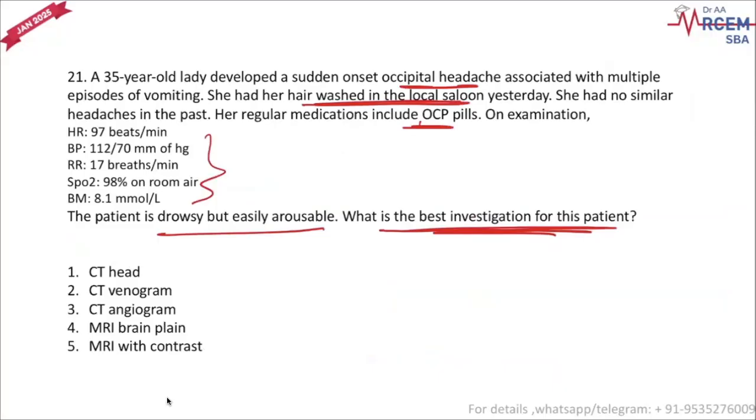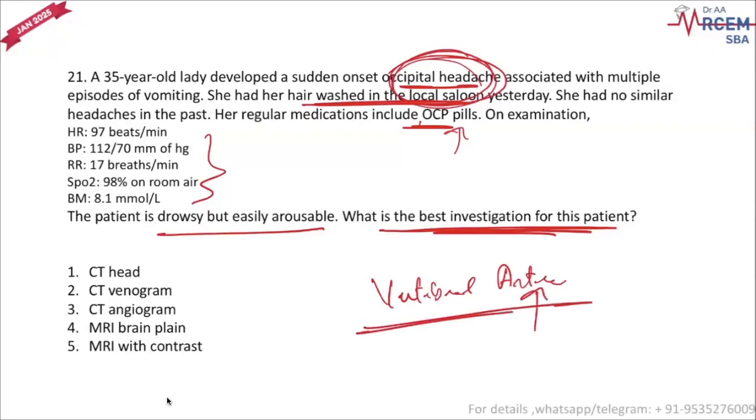So what are we suspecting first? We need to know, then we can decide the best investigation for this patient. We are suspecting a vertebral artery dissection here because of the saloon visit. It doesn't matter that OCP is given. For vertebral artery dissection, you need to see the vessels by getting an angiography done. So CT angiography is the right answer here. A dissection cannot be seen on a plain CT scan. Venogram is mainly for the veins. CT brain plain and CT with contrast may not show the arteries well, and may not be helpful with the diagnosis.